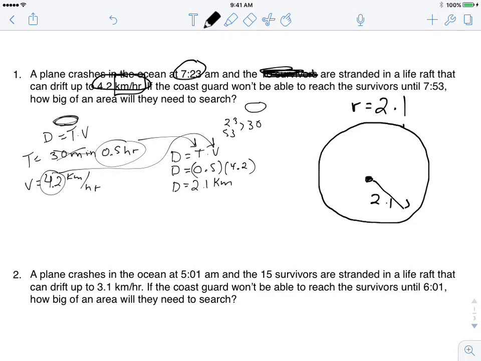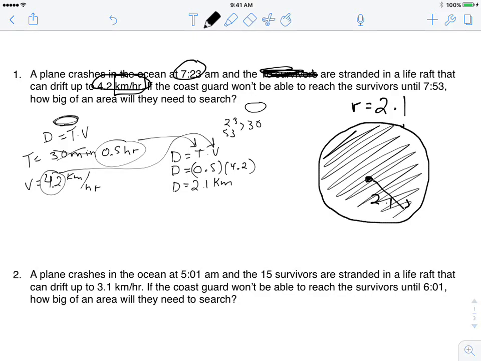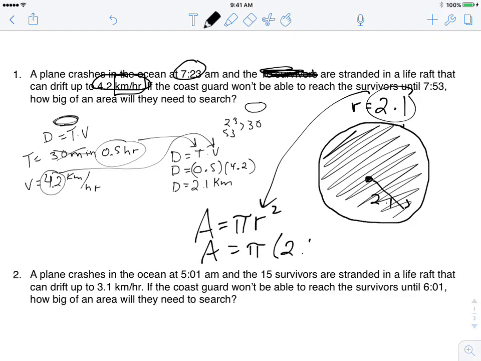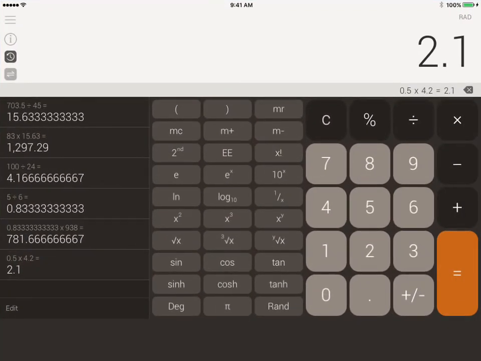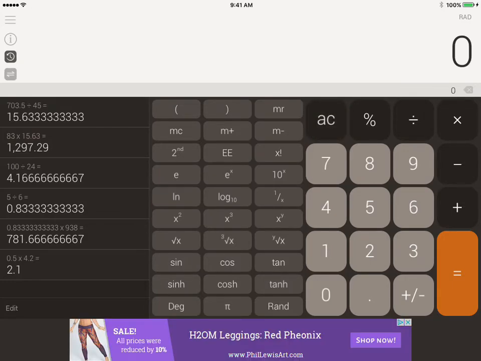Now remember, you guys have calculated area of a circle before. Your area is equal to pi times radius squared. So what I'm going to have to do is take this radius and plug it into my area equation, and I'm going to get pi times 2.1 squared. So let's go to the calculator. And I'm going to do the 2.1 squared first.